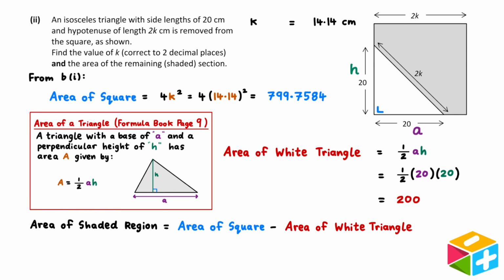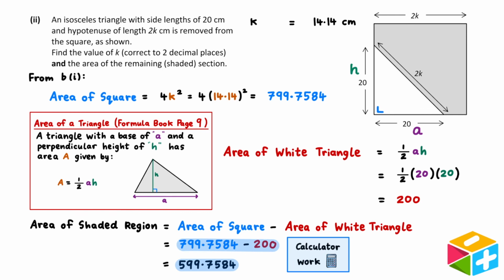Now that we know the area of the square and the area of the white triangle, we can find the area of the shaded region by subtracting these two numbers away. Our final answer here is that the area of the shaded region is 599.7584 centimeters squared.